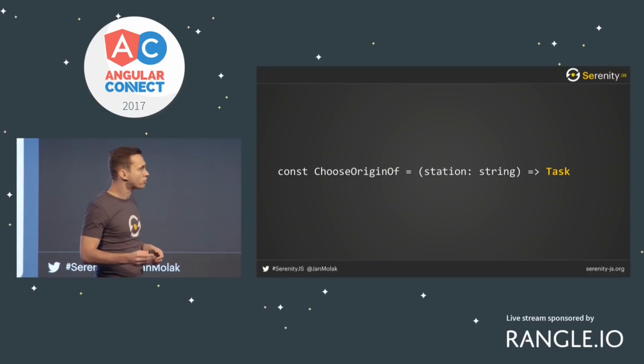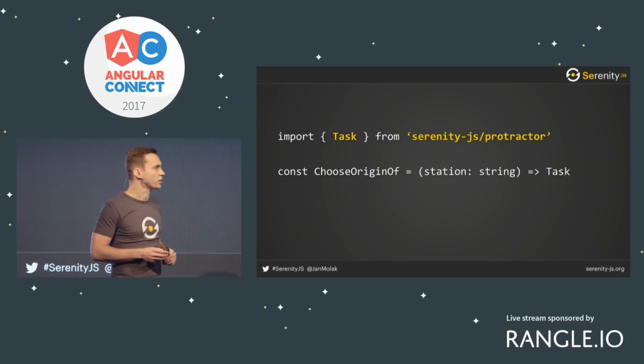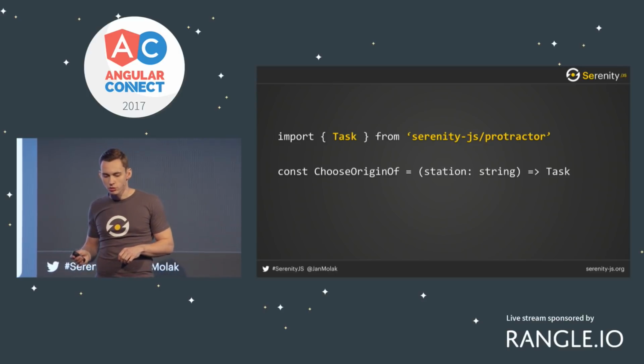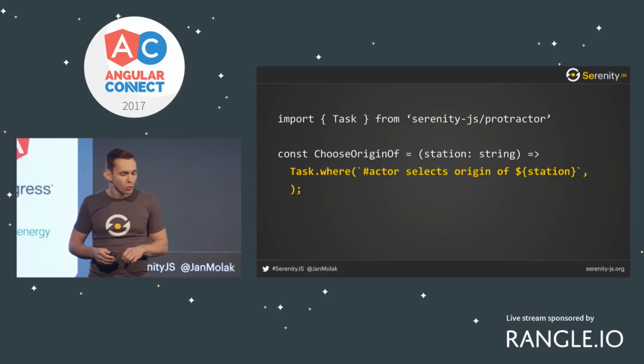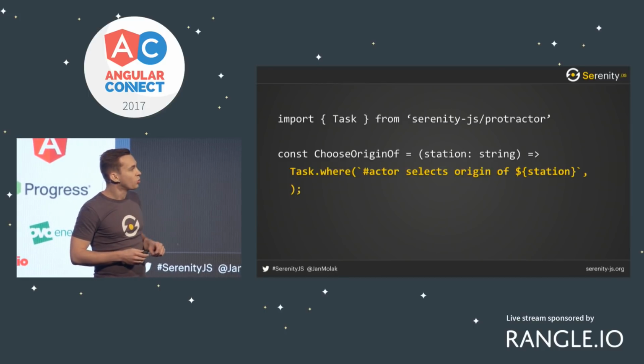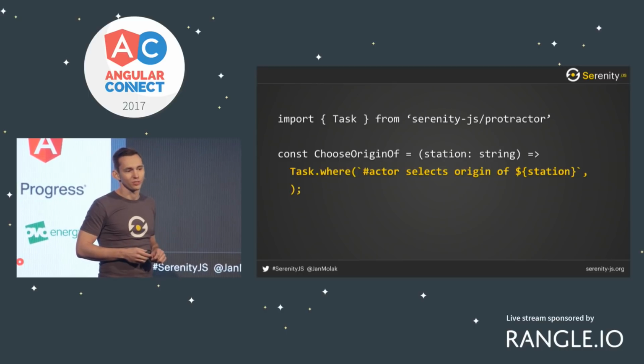Where does the task come from? So task is a class that comes with Serenity.js. It's one of the built-in classes. So how do we instantiate it? Well, we can say that the task to choose origin of a station is a task where actor selects an origin of a station. That's how you instantiate a task.